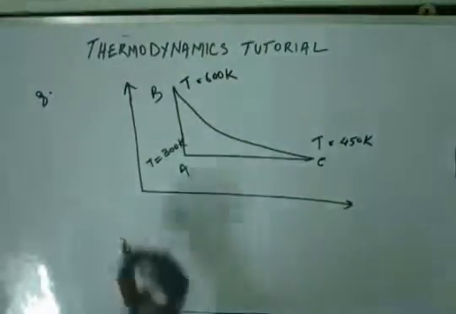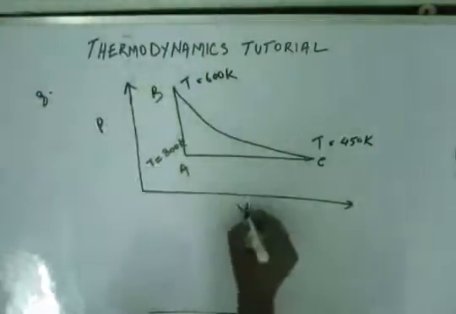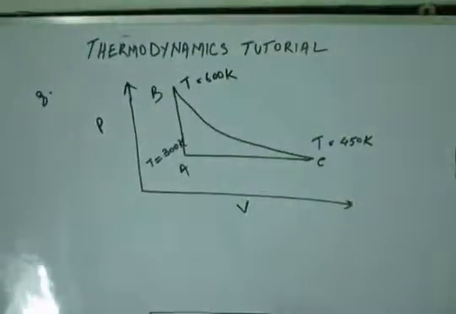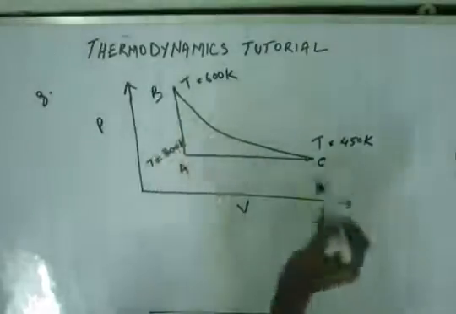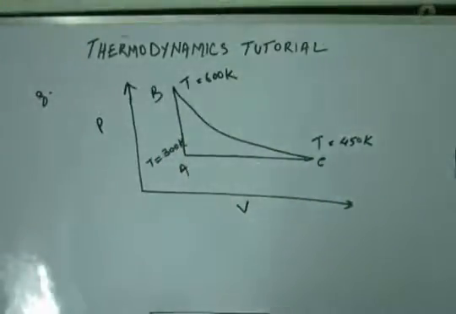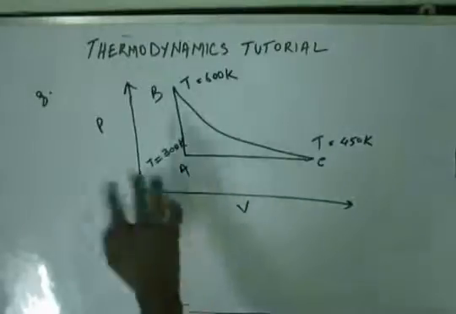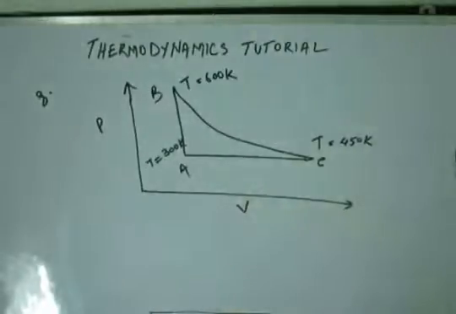Now this is a pressure versus volume curve, and I have specified temperature at 3 different points. This is A, B, and C. Now there is no information provided about the pressure and volume at these 3 points. Only temperature at these 3 points has been specified.